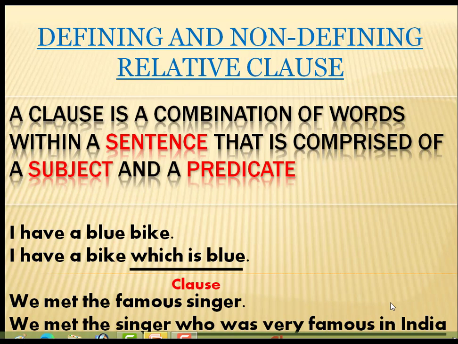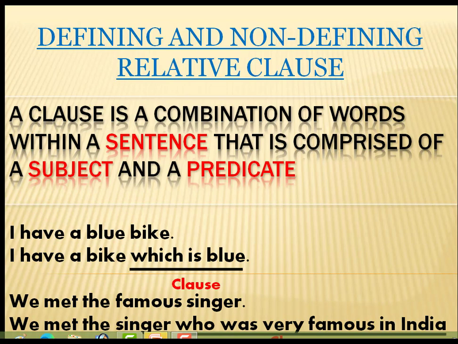Before going to differentiate between defining and non-defining relative clause, let us first try to understand what a clause is. A clause is a combination of words, a group of words within a sentence. A single word cannot be called a clause. There must be a group of words within a sentence comprised of subject and predicate. Webster has given this definition: there must be a subject plus verb combination in the clause.